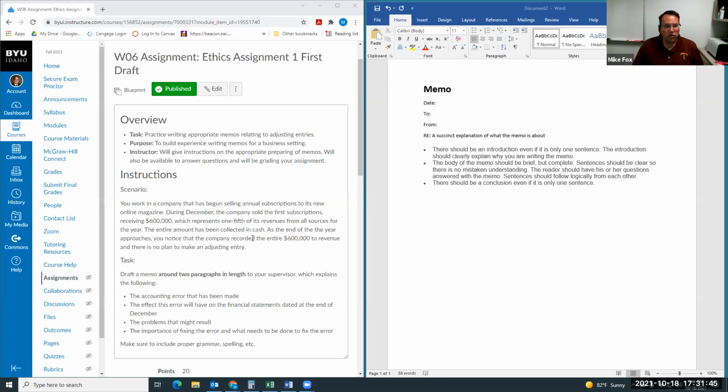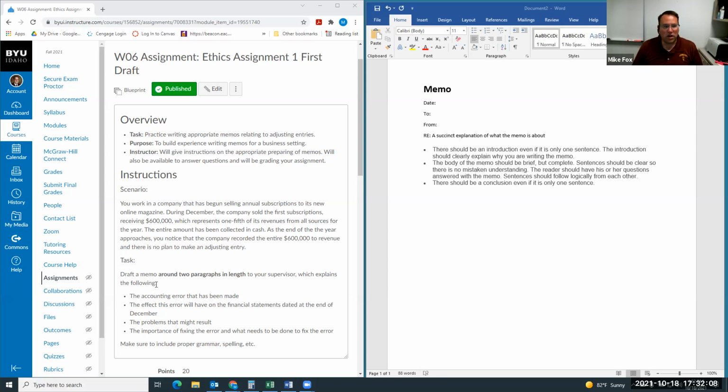So the first thing they want you to do is recognize that that's not right, that you should only record revenue you've earned, and the rest would be unearned revenue that you won't earn until the next year, right? So you have to understand what's at hand here, what issue this is causing. And that's the crux of what they want you to do.